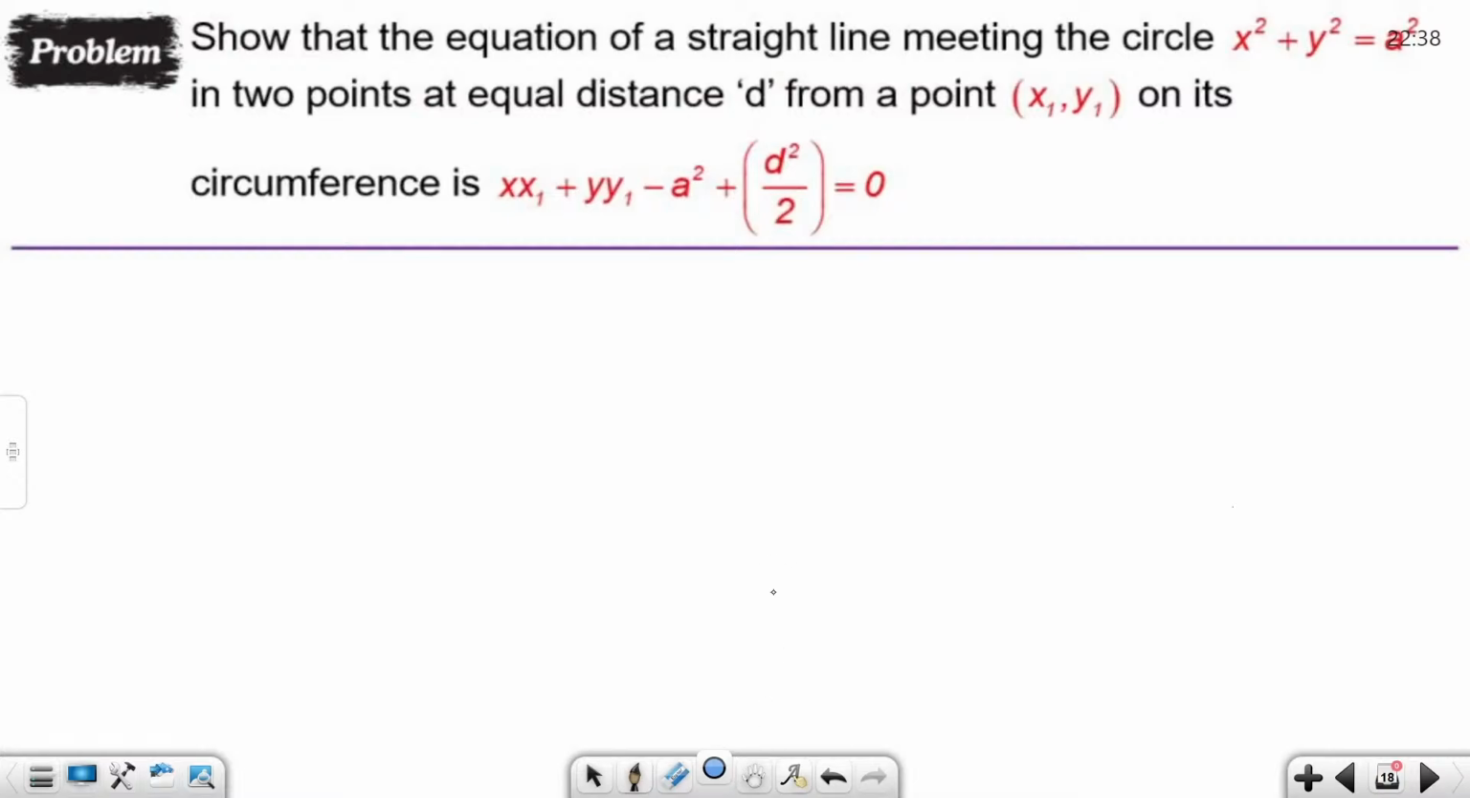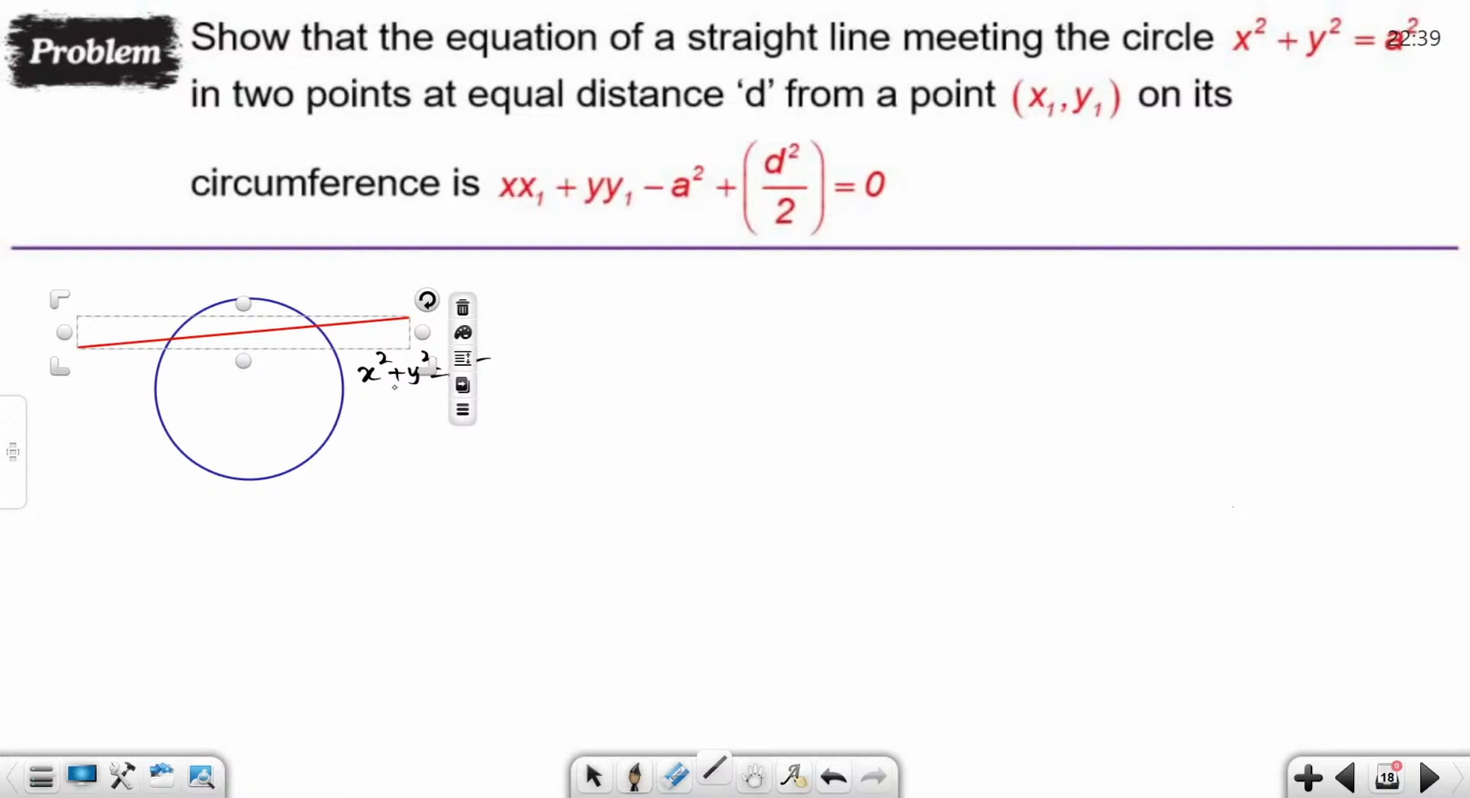Now, see this question. They have said, show that the equation of the straight line meeting the circle x square plus y square equals to a square. This is the equation of the circle. A line is meeting this circle at 2 points. Let us say this is that line which is meeting the circle at 2 points. Let us say the points are A and B. Right?